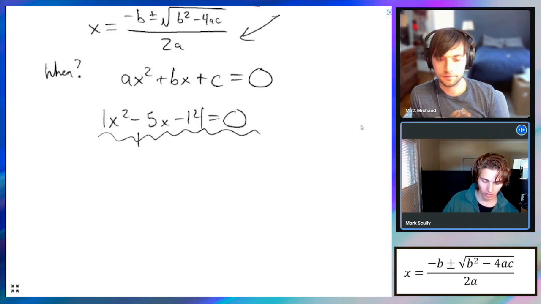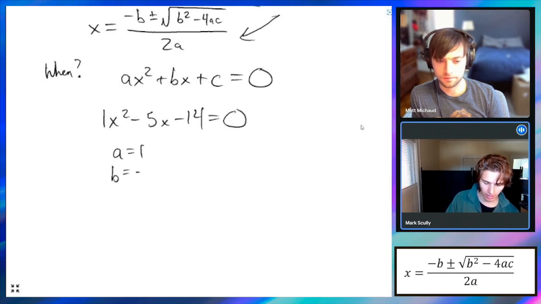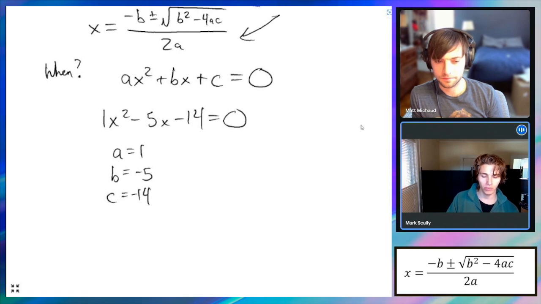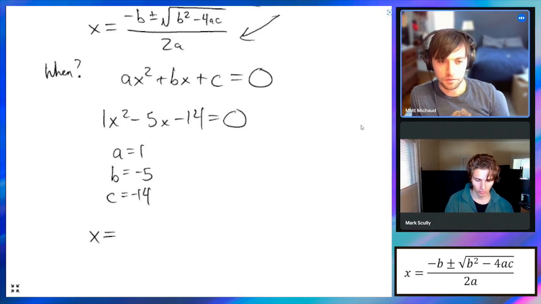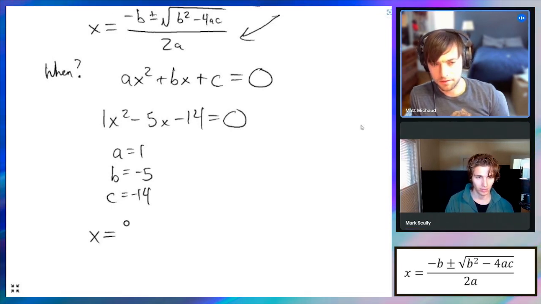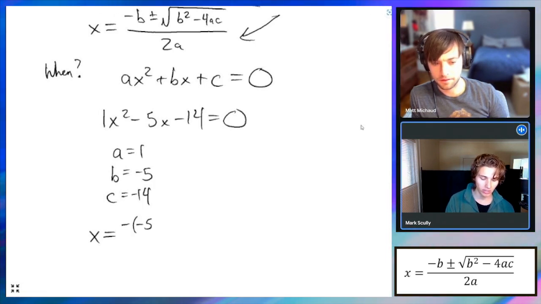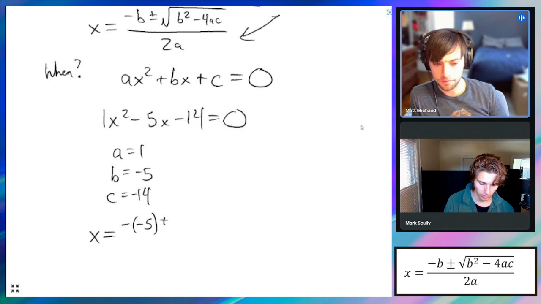So this is huge. Off to the side, I'm going to put a equals 1, b equals negative 5, c equals negative 14. Now, can you begin to plug in the variables to our quadratic equation? Yes. X equals, is it minus 5, or does the minus cancel out? Right, the minus would cancel out, so negative of negative 5 becomes positive 5, or just 5, right? Yeah. So that would be 5 plus or minus.